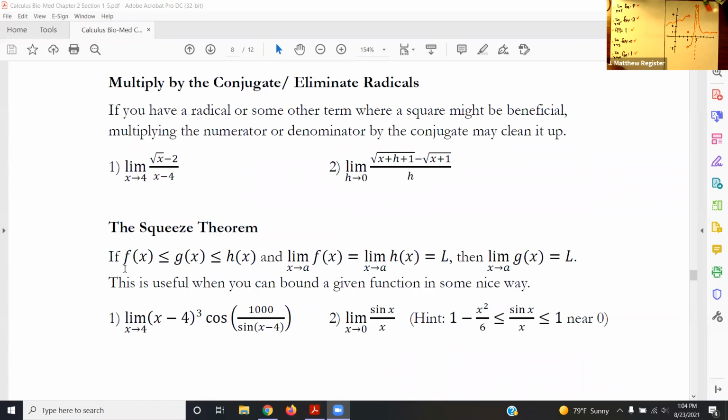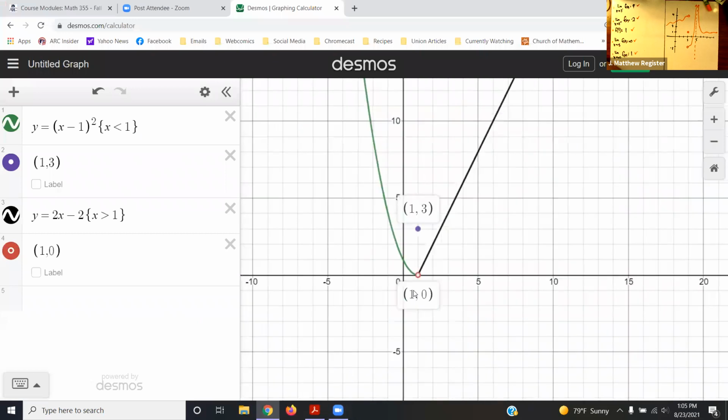The next one is the squeeze theorem. And the squeeze theorem is one which we talked about, where the function is basically squeezed between two functions. And this is a fun one right here. I mean, look at this function. It's horrible, horrible looking. The limit as x goes to 4 of (x minus 4) cubed times cosine of 1000 over sine of x minus 4. Let's just look at what this second half looks like on our good friend Desmos.